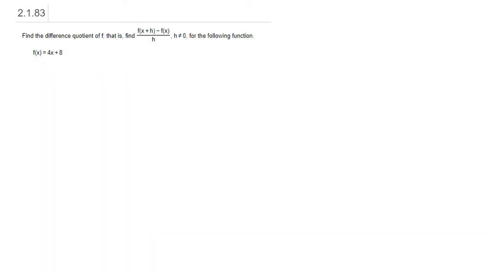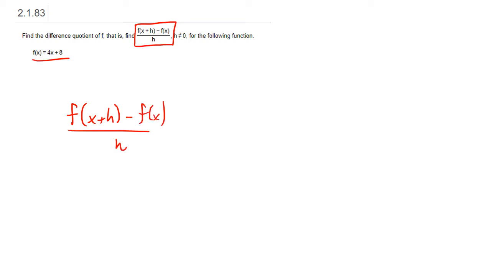All right, let's find a difference quotient. Okay, so specifically, a difference quotient is this expression right here. For a function f of x, the difference quotient is f of x plus h minus f of x, all divided by h, provided that h isn't 0, of course. So we're going to compute f of x plus h minus f of x over h, assuming h isn't 0, specifically where f of x is 4x plus 8, pardon me.